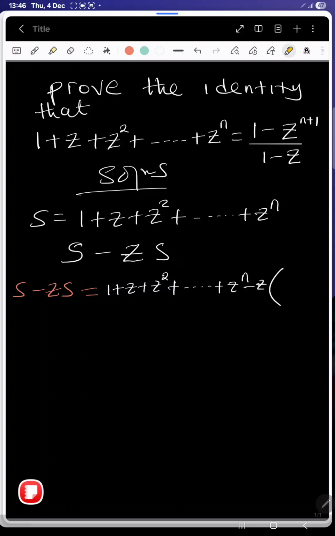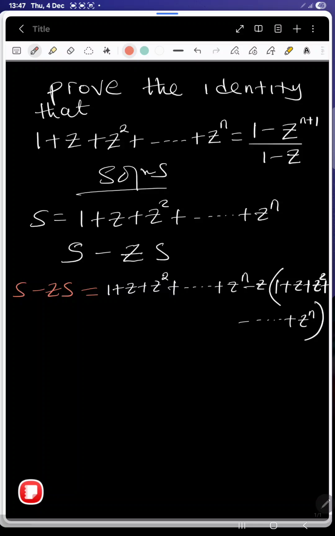So our s is where? Our s is this one here. So we replace our s, which is 1 plus z squared plus dash dash dash plus z to the power n. So that's what we are going to write. So we are going to have 1 plus z squared plus dash dash dash plus z to the power n. That's what we have. And then from here, we are going to multiply the z throughout what is inside there. Okay, so let's do that.